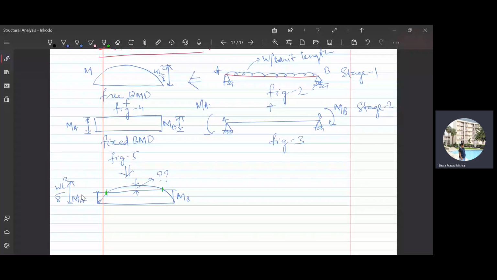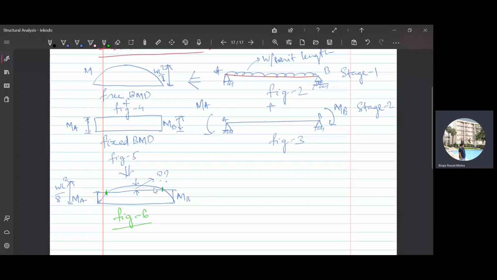What is this magnitude? Followed by what is the deflection in the beam? All those things we need to find out. So this is, let's say, figure 6. Right. So how will we proceed with this one? If we see this figure, let me highlight it here.